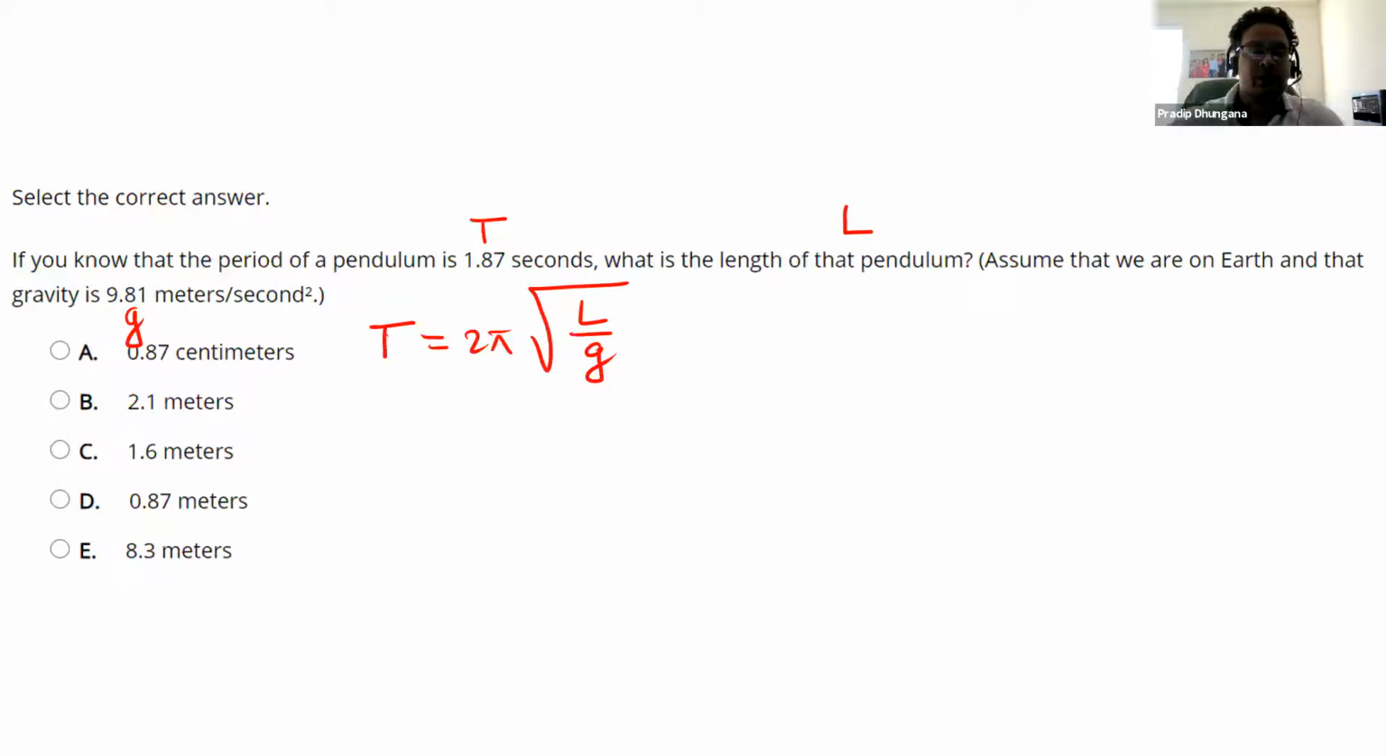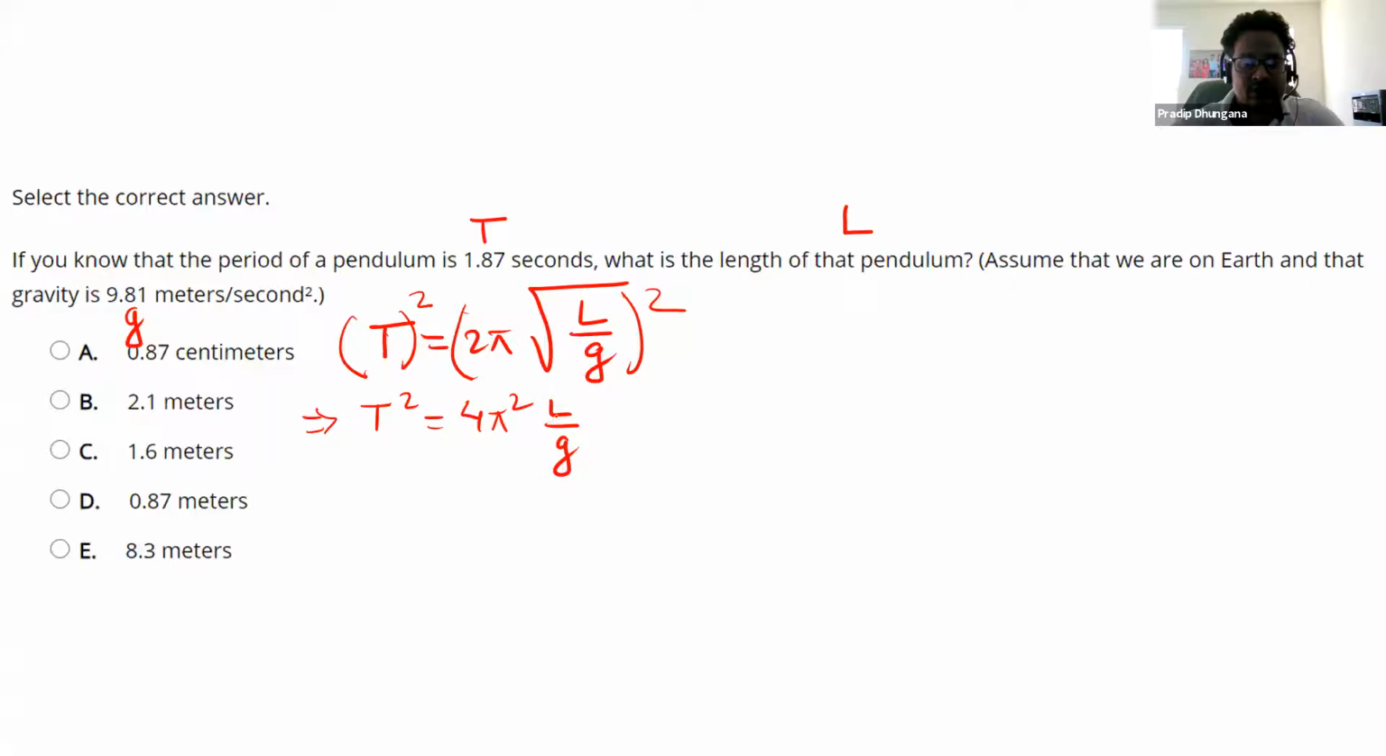Okay, now let me do it. First step, you have to square both sides, okay? Because here we are solving for L, that is length of the pendulum. And that L is under this sign, you see that square root. So first step, square both sides. Let's do it, square both sides, like that. So on the left hand side, it becomes T squared. 2 squared is 4. Pi times pi, pi squared. And square and root got cancelled. So it just becomes L over G.